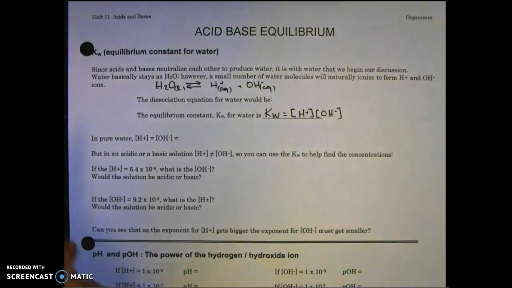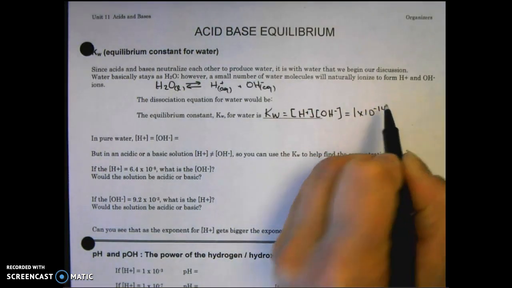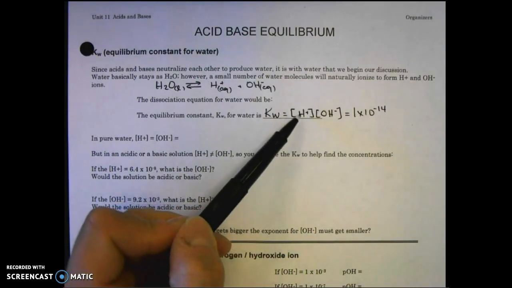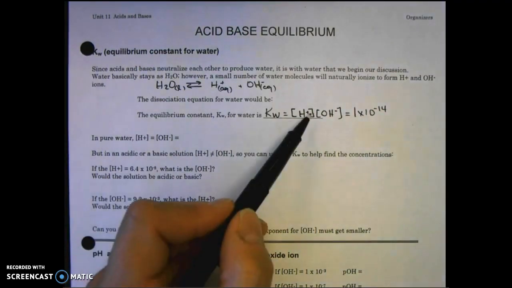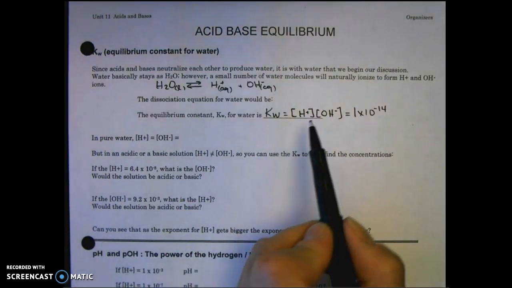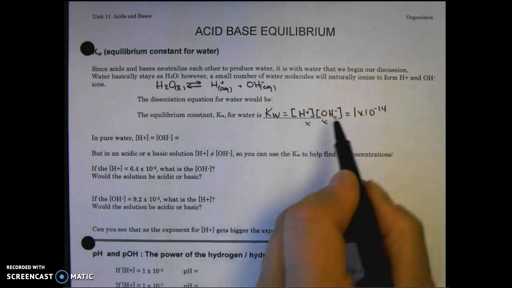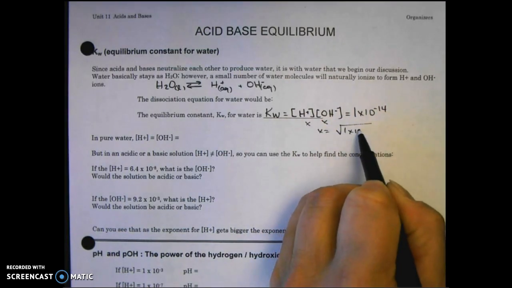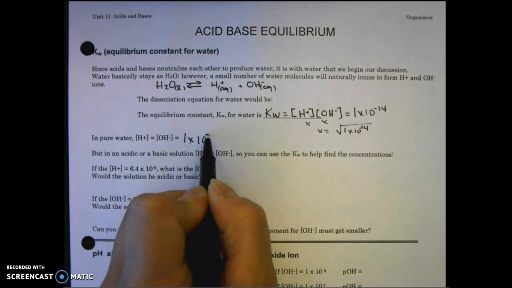And remember, Kw is actually 1 times 10 to the negative 14. That's the value for Kw. So a very small number lets us know that we don't have a whole lot of these around. But if we do have pure water, what is the concentration? How much H plus and OH minus do I have? Well, if each of these is x, x squared is equal to 1 times 10 to the negative 14, so x is equal to the square root of 1 times 10 to the negative 14, which is 1 times 10 to the negative 7.